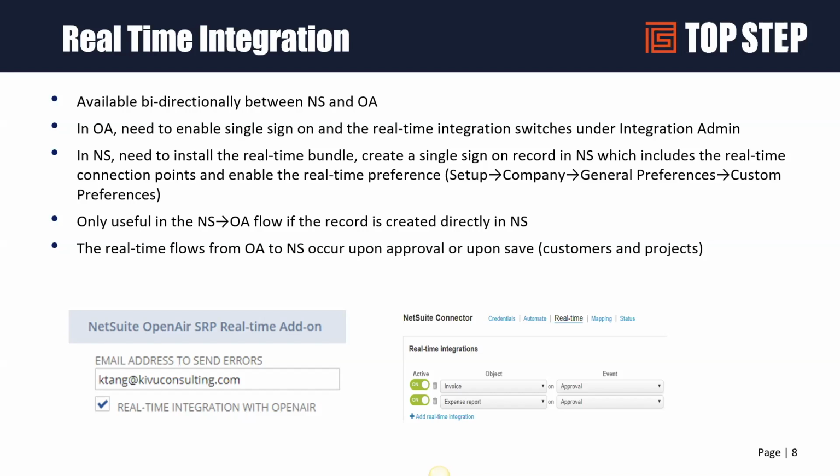And generally, the trigger for the real-time is either an approval or a save, depending on the type of record it is in OpenAir. For customers and projects, it would be on save, versus invoicing or expense reports, which would be on approval.